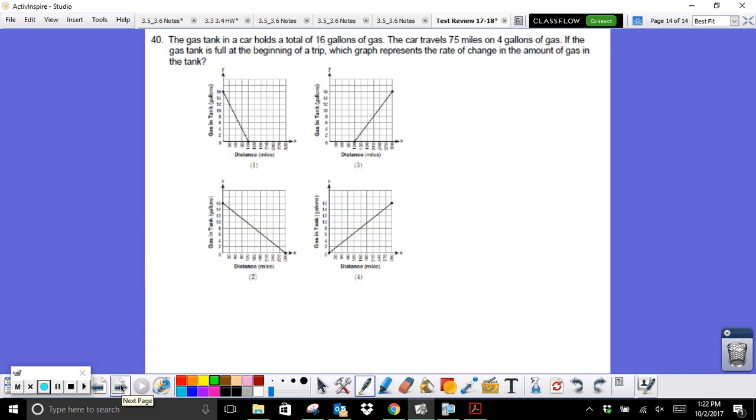All right, last question. Says, the gas tank in a car holds a total of 16 gallons of gas. The car travels 75 miles on 4 gallons of gas. If the gas tank is full at the beginning of a trip, which graph represents the rate of change in the amount of gas in the tank? All right, so rate of change, remember that means slope. All right, so we're starting with 16 gallons in our tank, which means our graph cannot be this third one, and it cannot be this fourth one, because they need to be starting at 16 and they're not. So we just need to decide between 1 and 2.